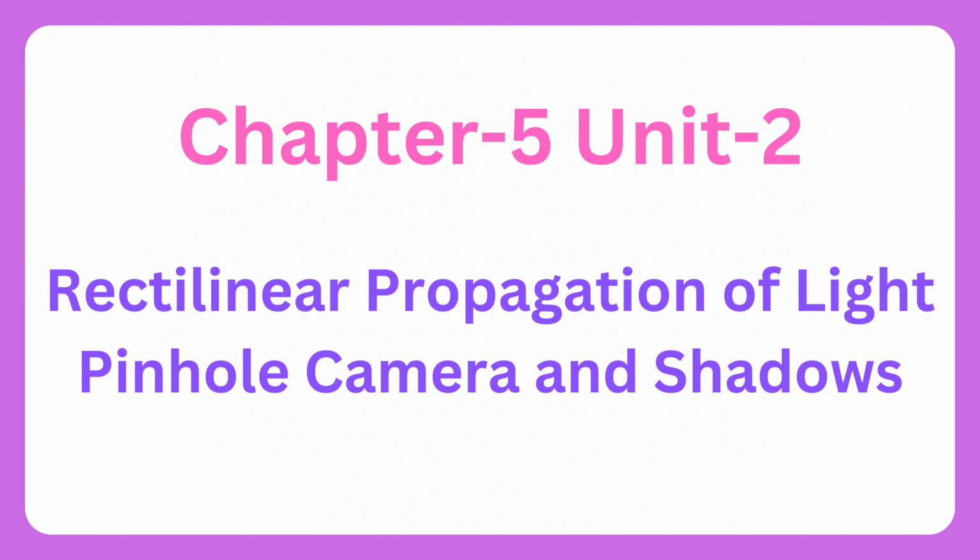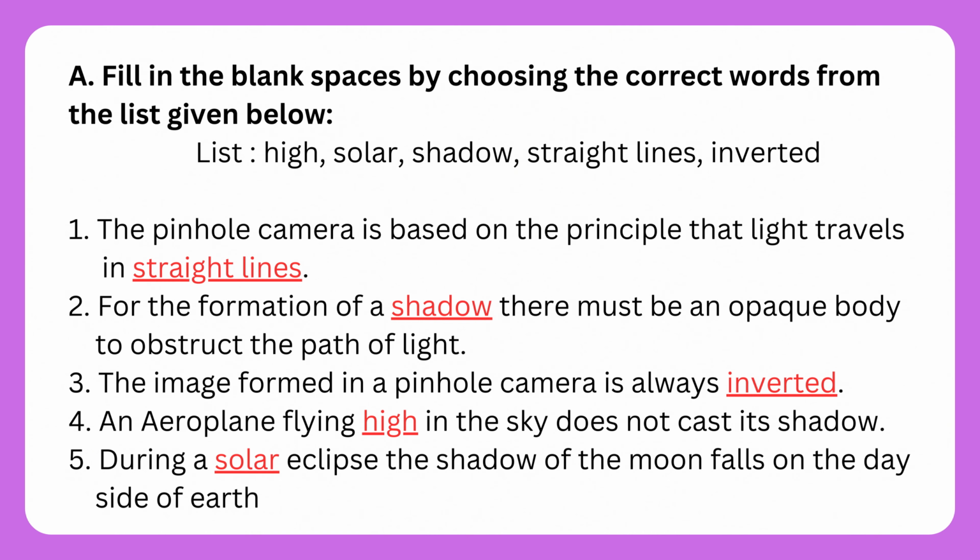Chapter 5 Unit 2: Rectilinear Propagation of Light, Pinhole Camera and Shadows. Fill in the blank spaces by choosing the correct words from the list given below. List: high, solar, shadow, straight lines, inverted.